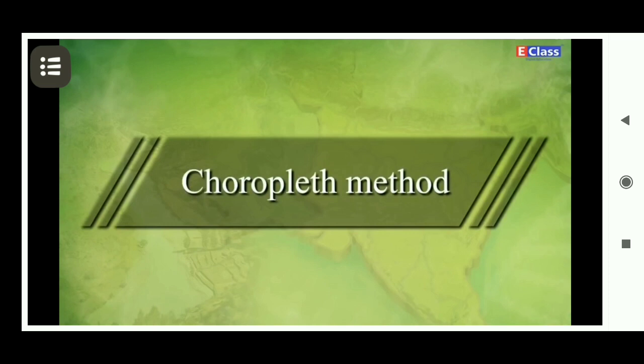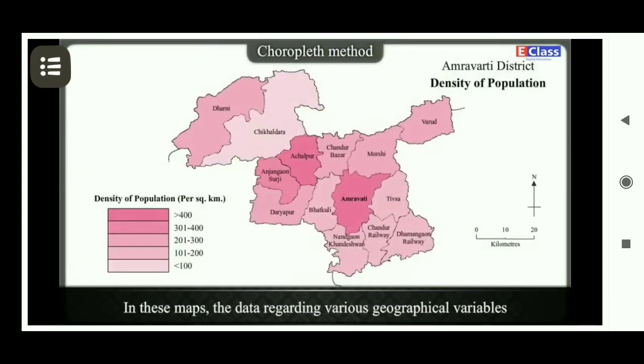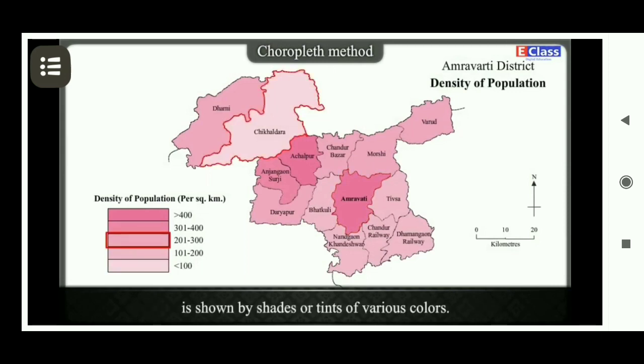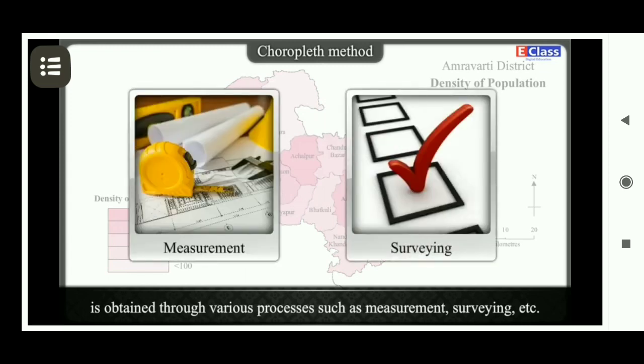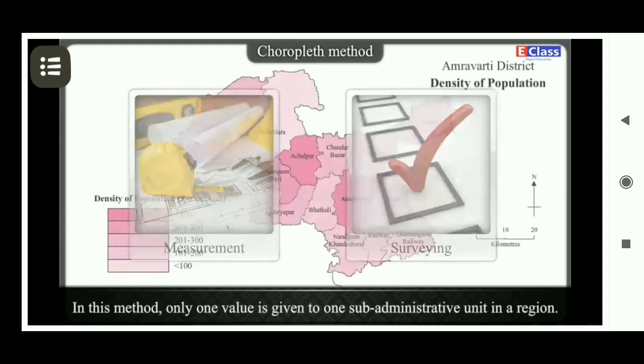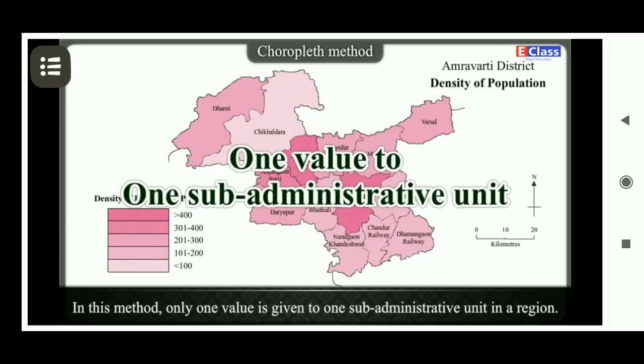Choropleth method. In these maps, the data regarding various geographical variables is shown by shades or tints of various colors. While making such maps, the data used for different variables is obtained through various processes such as measurement, surveying, etc. In this method, only one value is given to one sub-administrative unit in a region.